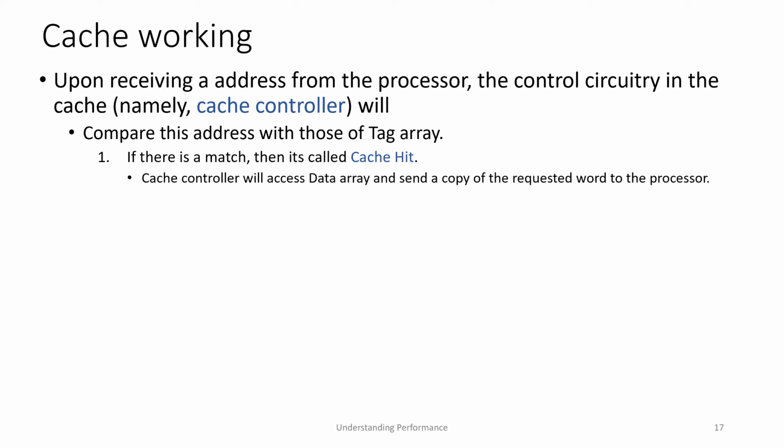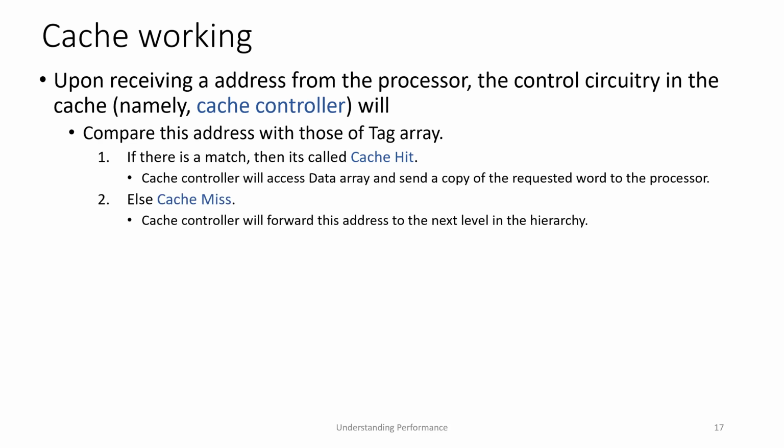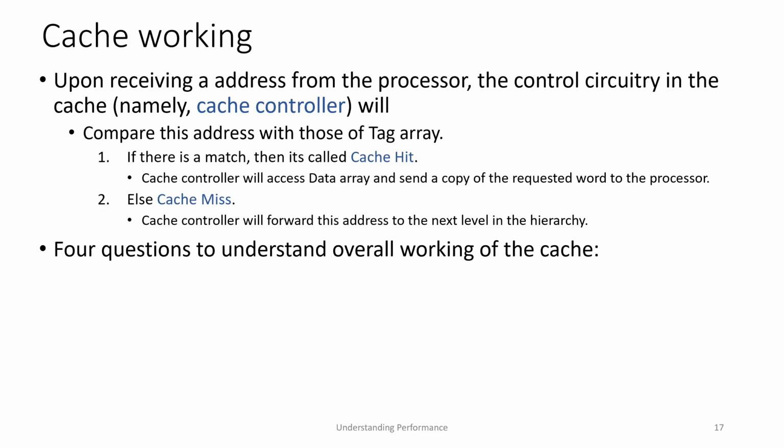Now, when the cache controller gets an address, it will take the address bits and compare them with the existing addresses. If it finds a match, then it's called a hit. Then it will take the data from the data array and respond back. Else it is a cache miss. In that event, the cache controller will forward this request to the next level of the cache.